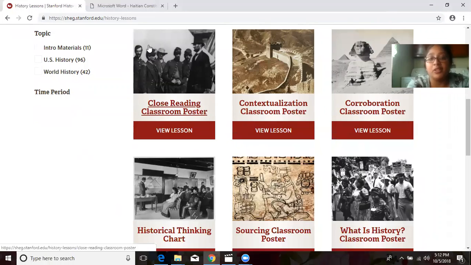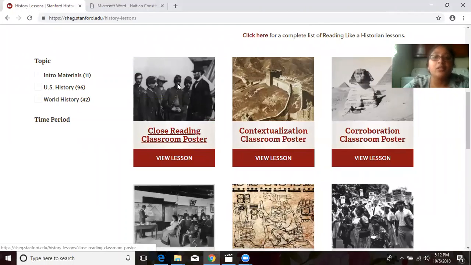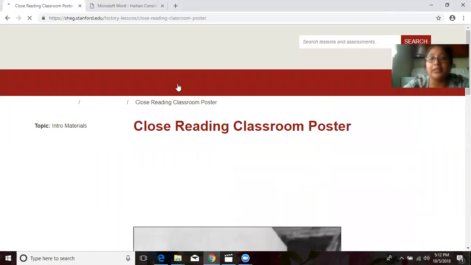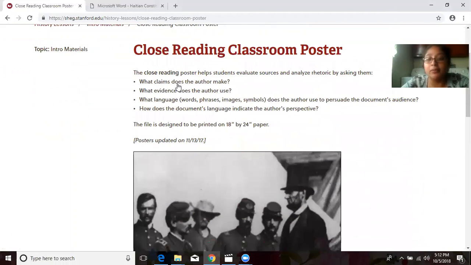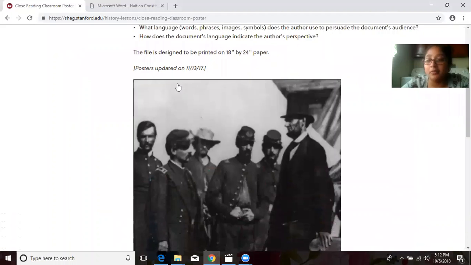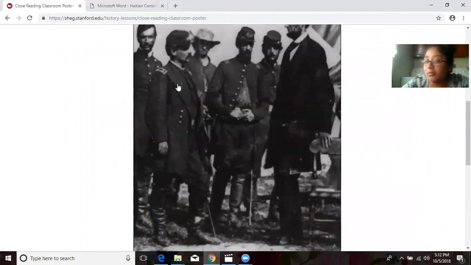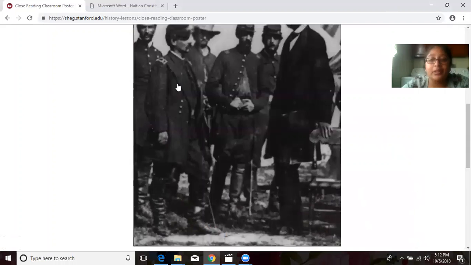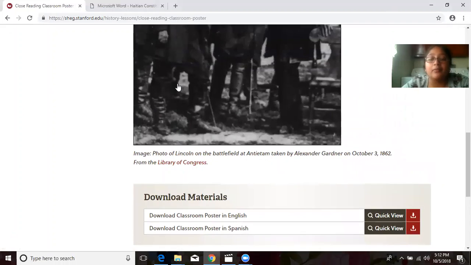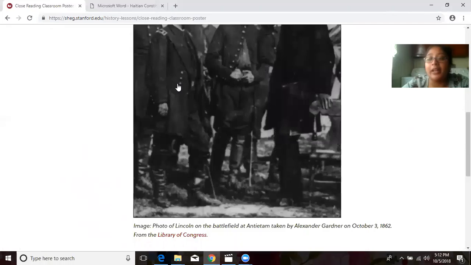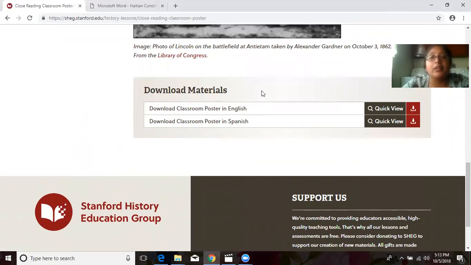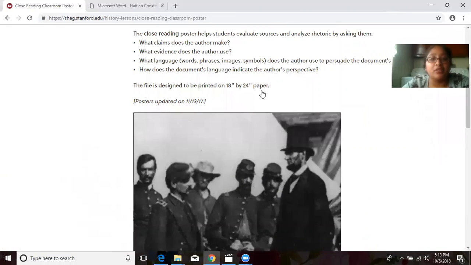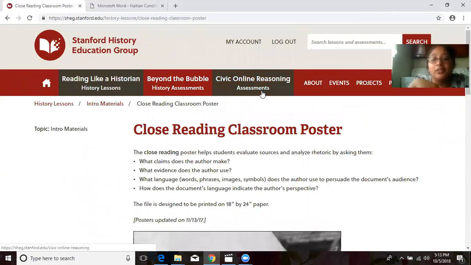The first one has a close reading classroom poster. So we could get an idea that what the students are going to be doing is a close reading, and by the picture, it's going to deal with the Civil War, right? Let's take a look at the lesson over here, the classroom poster. So I guess these are the instructions right here.